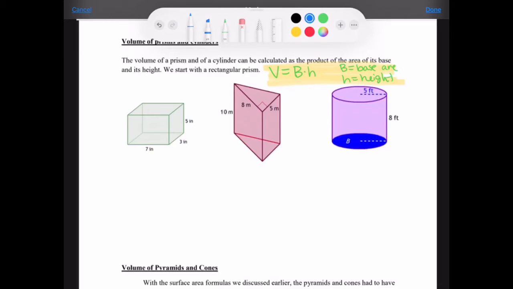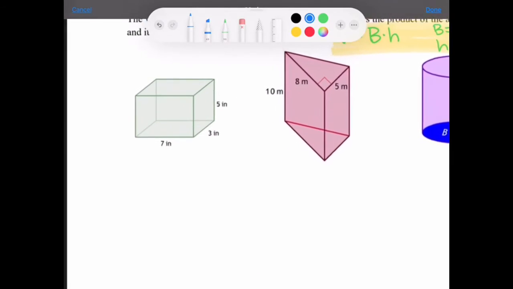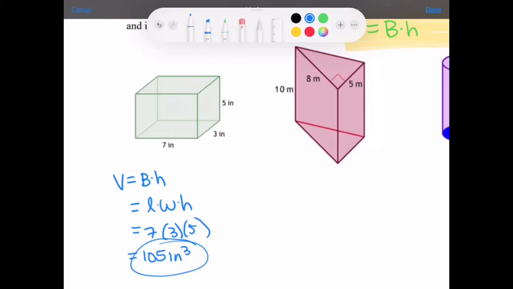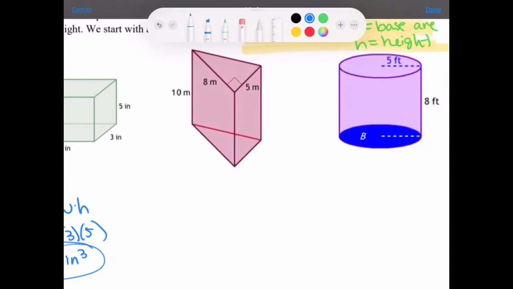So here, let's look at this rectangular prism we have here. Volume equals base area times height. And here, our base area is a rectangle, so it's just going to be length times width times height. No surprise, considering what we just looked at for our cubes and rectangular prisms. So 7 times 3 times 5, we get 105 inches cubed. Easy.